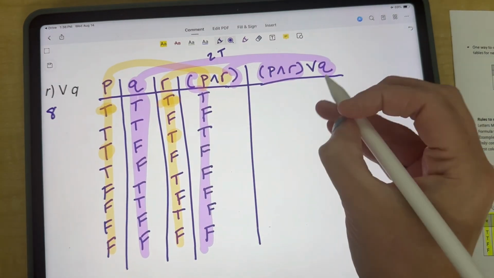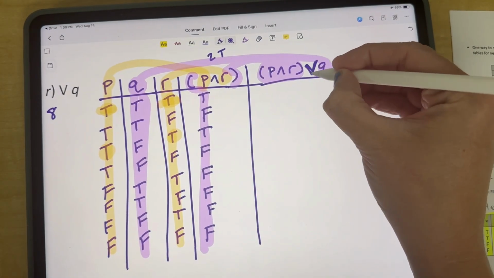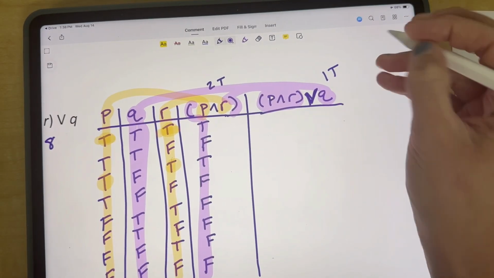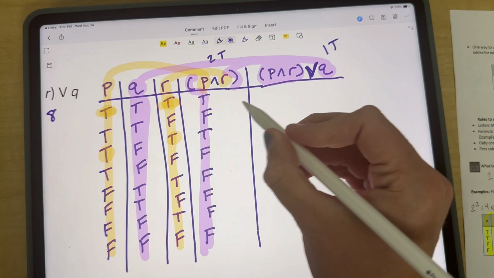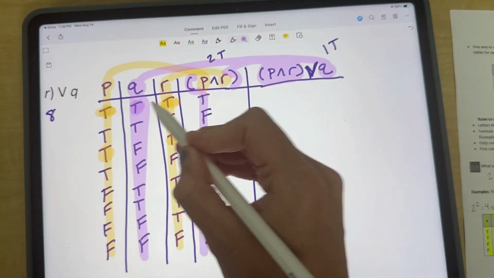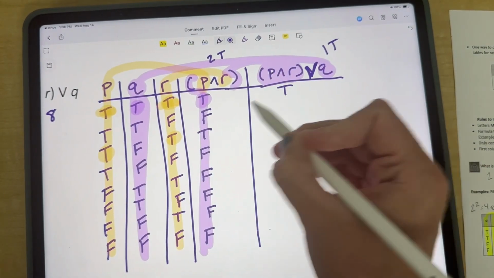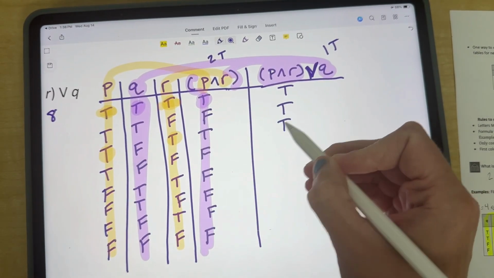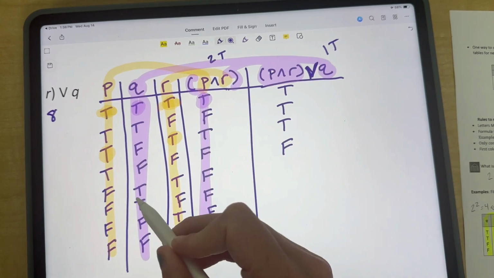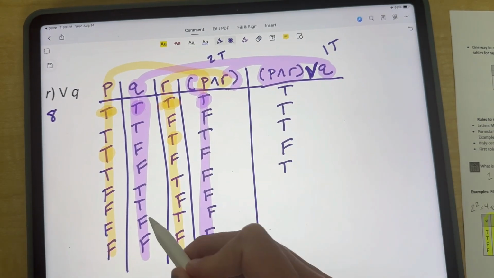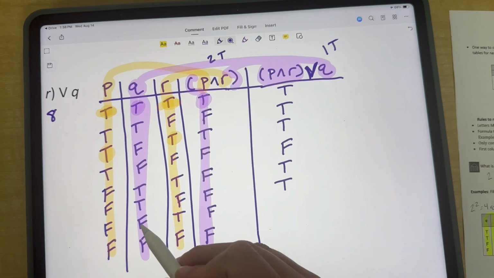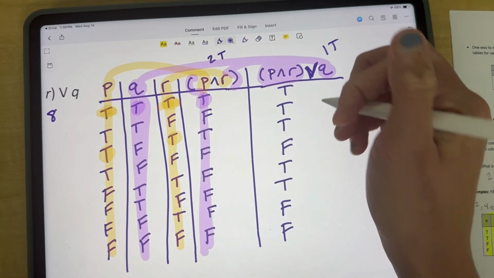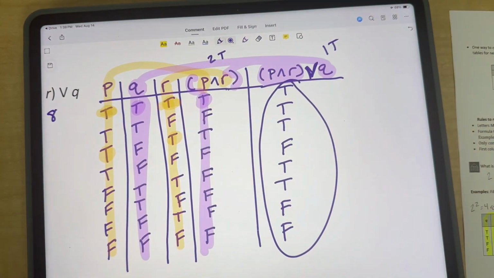Okay, so then we have this symbol. What's this symbol? Pointing down is or. So how many T's do we need to write a true? 1 T. As long as you have 1 T, you can write a T. The first one, we have T, T, so that's true. Then we have TF. We have at least 1 T. Do we have 1 T? Yes. 1 T? No. 1 T? Yes. 1 T? Yes. 1 T? No. 1 T? No. So this will be your final answer on a test.